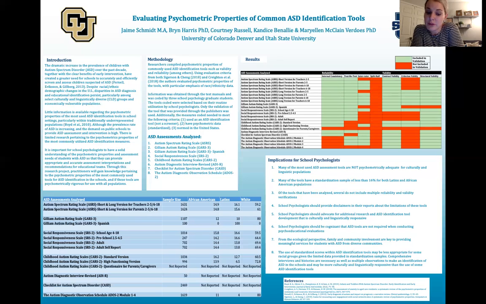And from the ecological perspective, family and community involvement are key in providing meaningful services for students with ASD from diverse communities. And the use of standardized scores with an ASD identification may be less appropriate for some racial groups than others, given the limited data provided in the standardization of these tools. It's important to always complete comprehensive interviews and histories, and necessary to observe the student multiple times to make an identification of ASD in the schools, and especially to do this from a CLD lens.